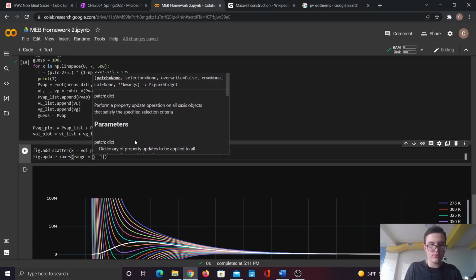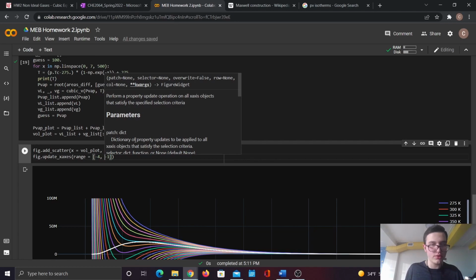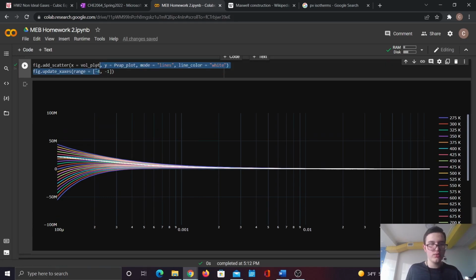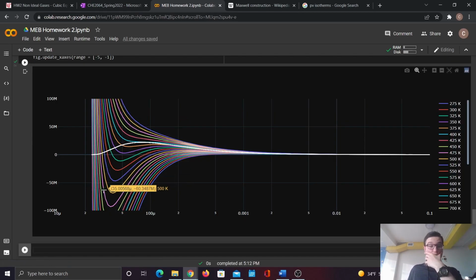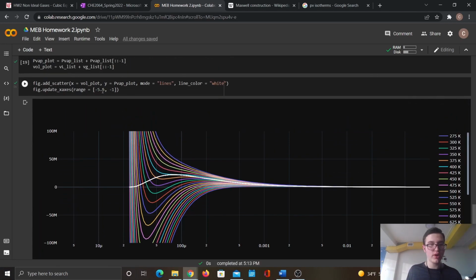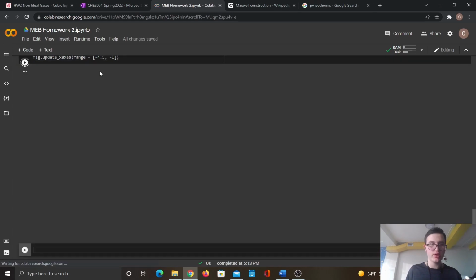Range equals, delete. Here, delete -4 to -1. Shift enter. We'll keep it at -5. Shift enter. There. So at some value here, oh, wrong way. Point.